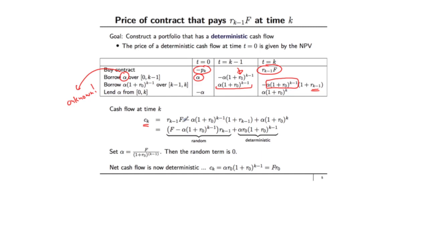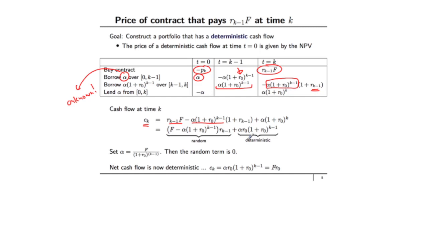Let's rearrange this and take all the terms that correspond to rk minus 1 and put them all together. You get alpha times 1 plus r0 to the power k minus 1 times a negative sign, and this is coming from this term over here. And you get f from that term over there. This is random because it's multiplying a random quantity rk minus 1. This quantity here just depends on r0, and therefore it's deterministic. It is known what it's going to be at time t equal to 0.